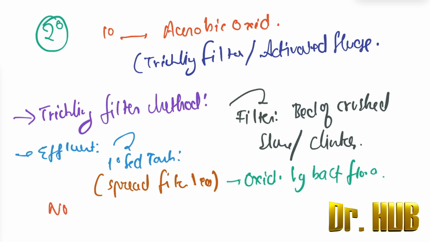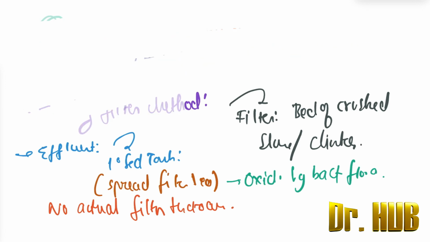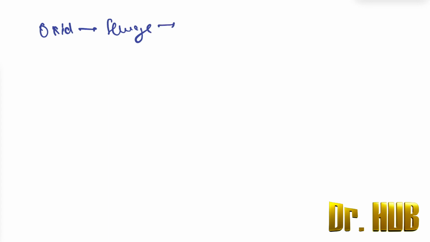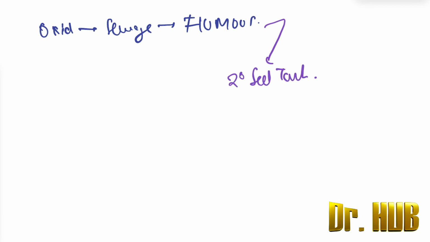So there is no actual filtration that occurs, and the oxidized sewage forms a light green material called humus. It then leads to the secondary sedimentation tank.